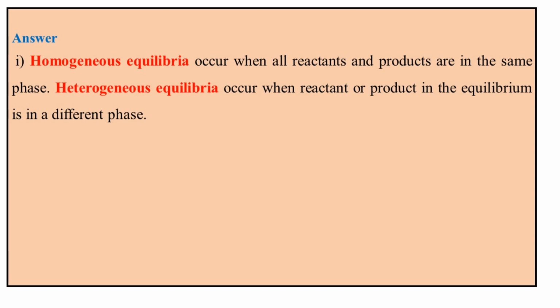When you have the product in the solid phase, as an example, and the reactant in the gas phase, in this case you have heterogeneous equilibria. So in homogeneous equilibria, the reactant and product are in the same phase, while in heterogeneous equilibria, the reactant and the product are in different phases.